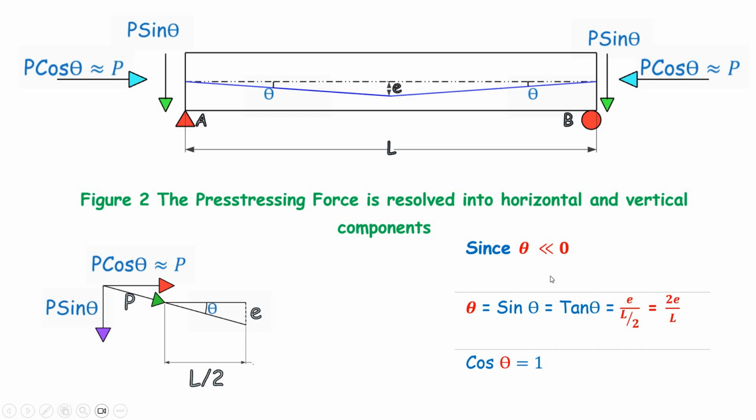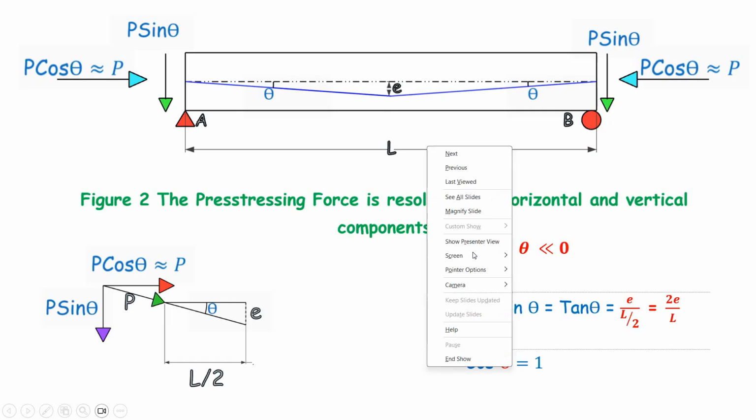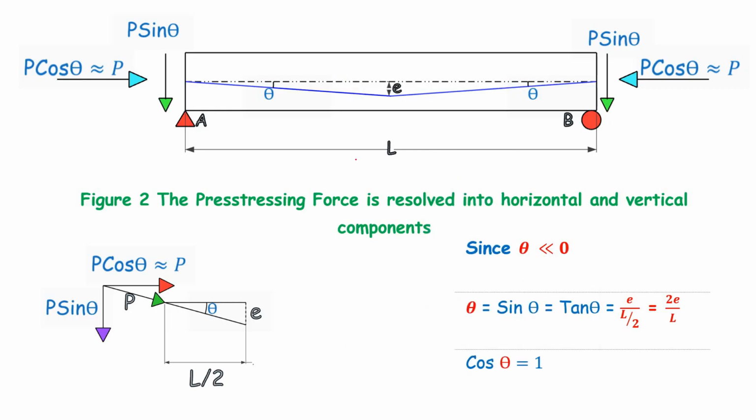Now you can see the explanations on the right hand side. Since theta is very small, theta is equal to sin theta, which is equal to tan theta, which is equal to E divided by L by 2. You can see that this triangle has been taken here. Half of the beam is taken, and its length is L by 2, so tan theta will be equal to E divided by L by 2. So the theta value is ultimately 2E by L, and cos theta is equal to 1 approximately, because theta is very small.